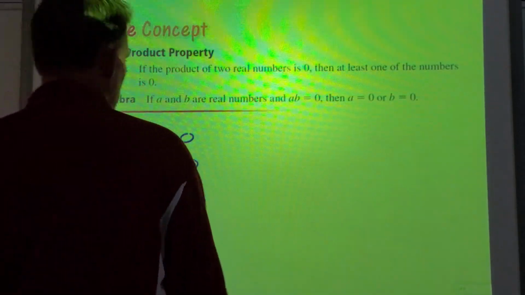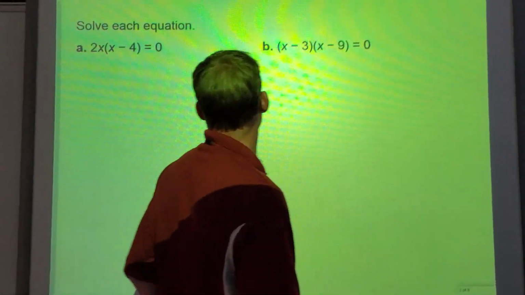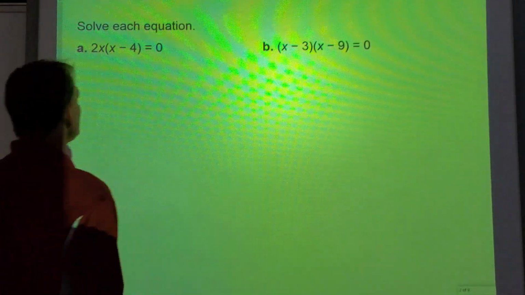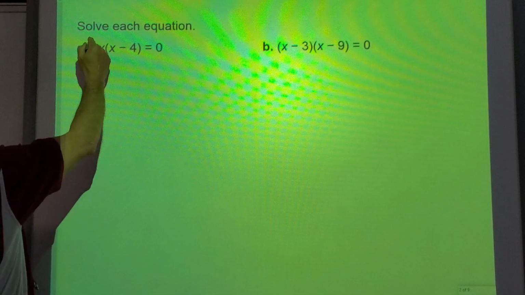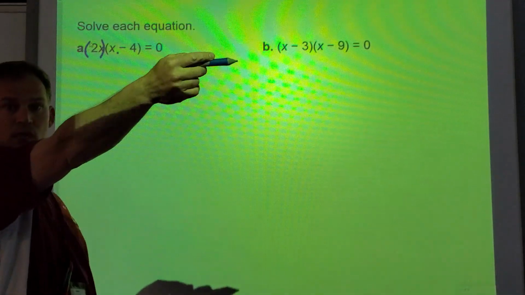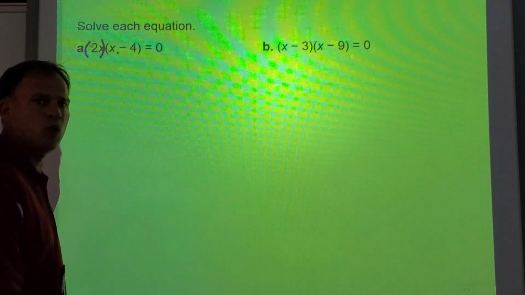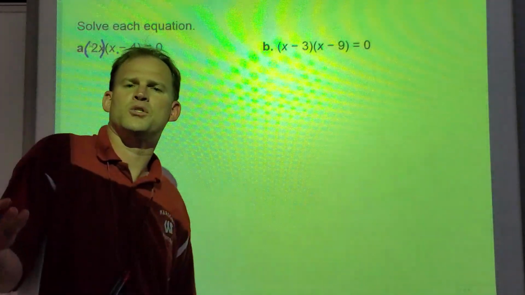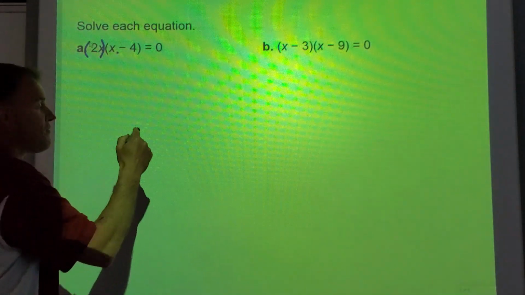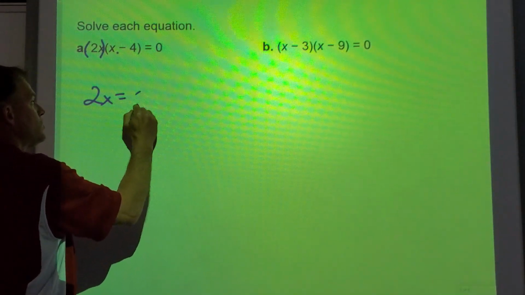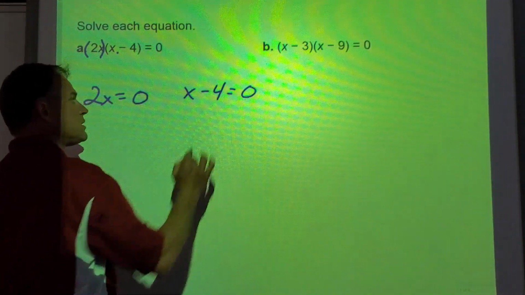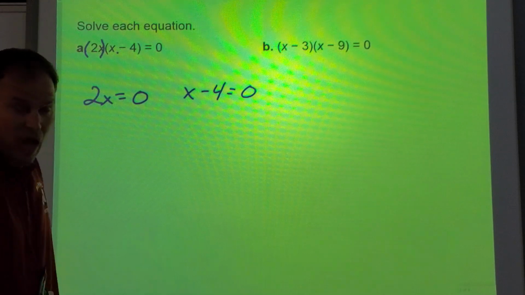So let's take this and look a little bit further into it. Solve each equation. Well, I know if these two things, and remember this is one term, multiply to be 0, then one of the two has to be 0. I don't care which one. So I take the first factor and set it equal to 0. I take the second factor and set it equal to 0.